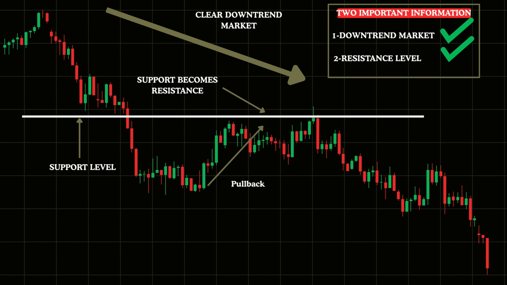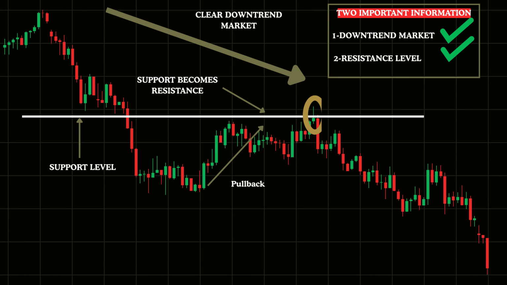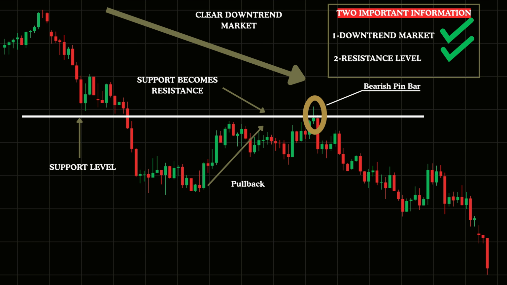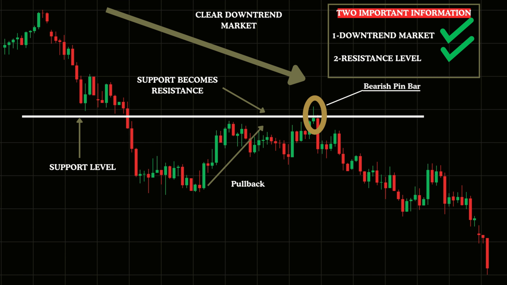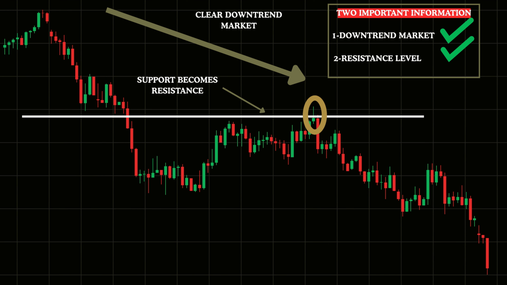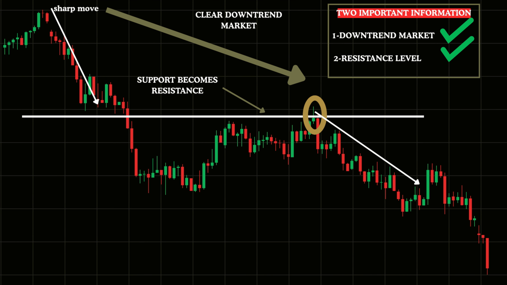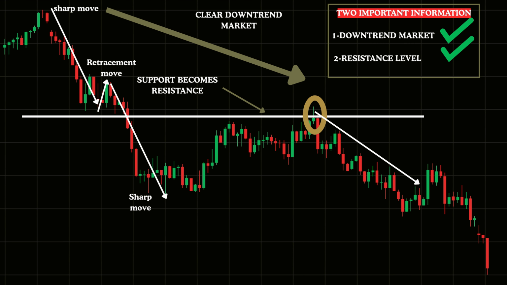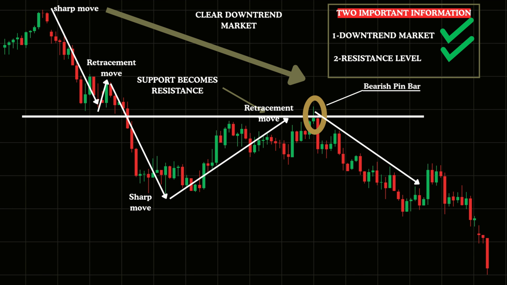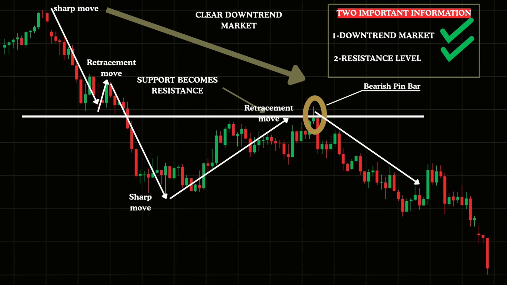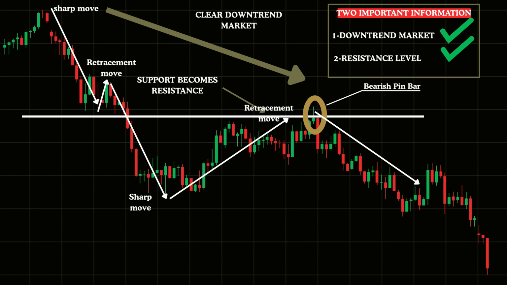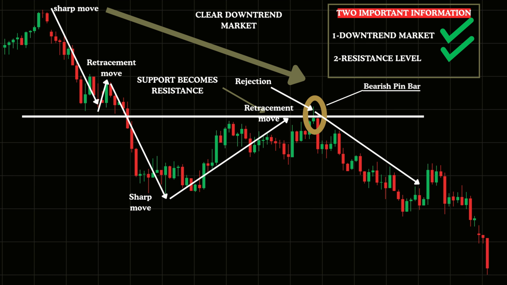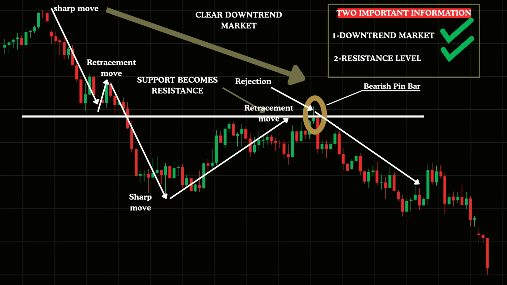When buyers pushed price back to this level, a bearish pin bar formed right there. This is what we consider a high-quality pin bar setup because it fits the broader market context perfectly. You'll notice the market made a sharp move downward, followed by a minor retracement, then another sharp move, and again a retracement. The bearish pin bar forming at this significant level signals the end of the pullback and the start of a new impulse down. And as you can see, after that rejection, the market moved sharply lower.